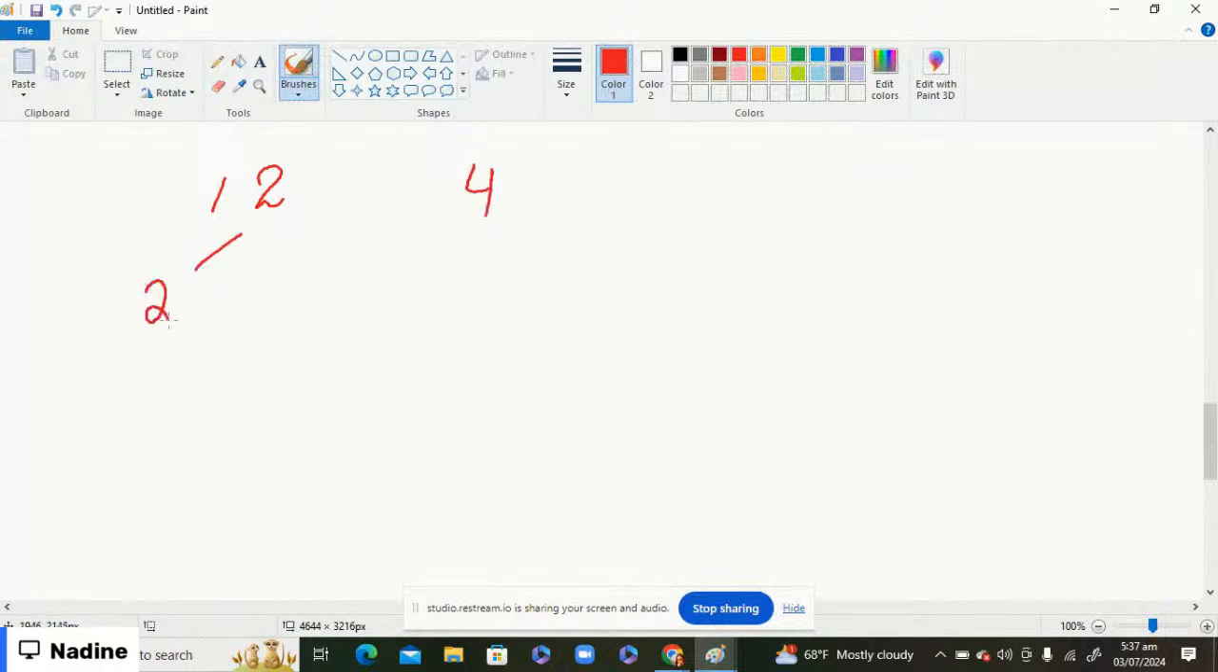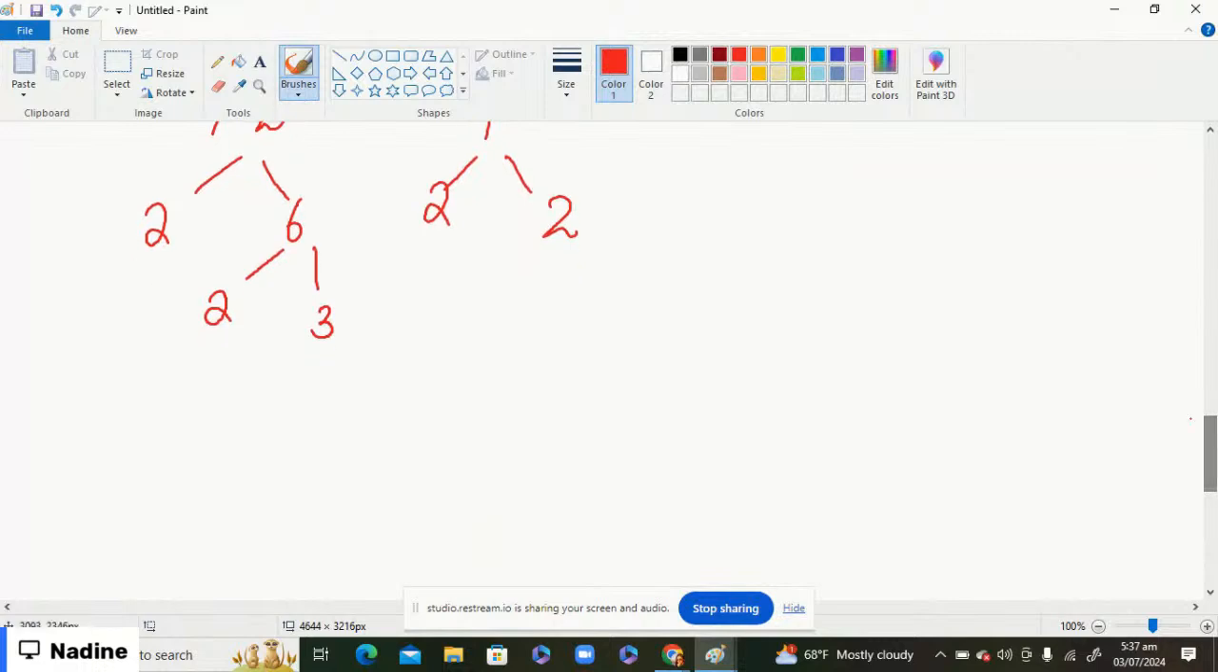So 2 times 6 is 12. 2 times 3 is 6. And for 4 it's 2 times 2 is 4. Now, when you are going to check for 12, so for 12 it's 2 times 3. For 4 it's 2 times 2.